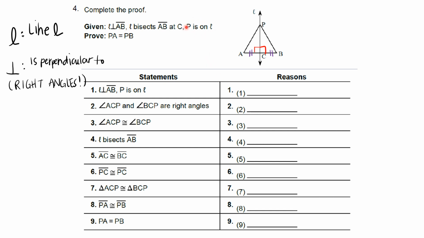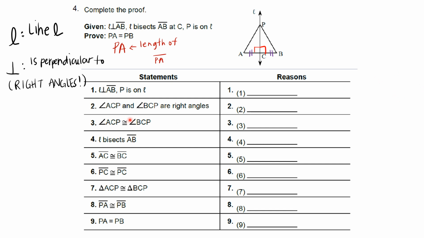And then lastly, it tells us that the point P, right here, is on L. And we're supposed to be proving that PA is equal to PB. And remember, when there's no line above it, that's referring to the length of the line segment PA. So if you see just PA written like that with no notation above it, that means the length of the line segment PA. So we're trying to prove that the length of PA is equal to the length of the line segment PB.